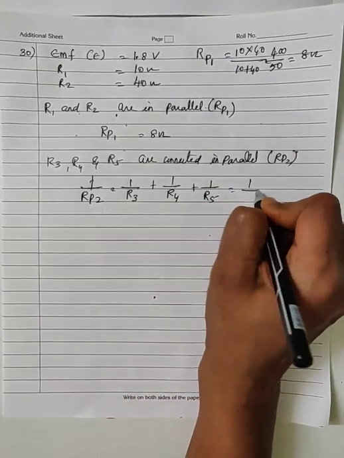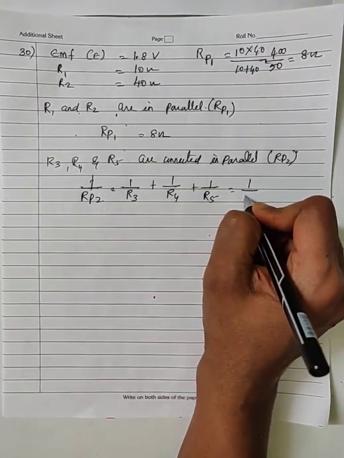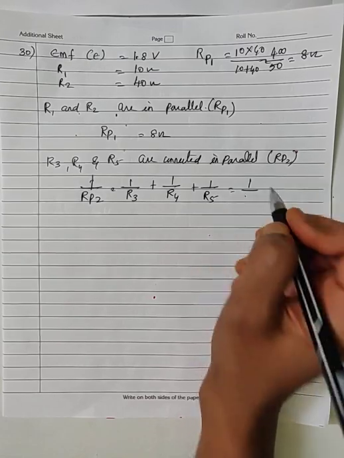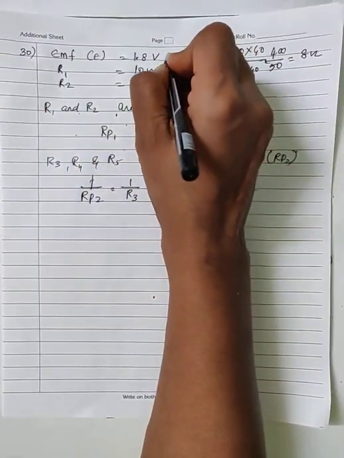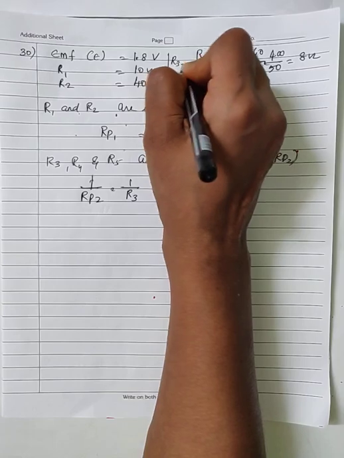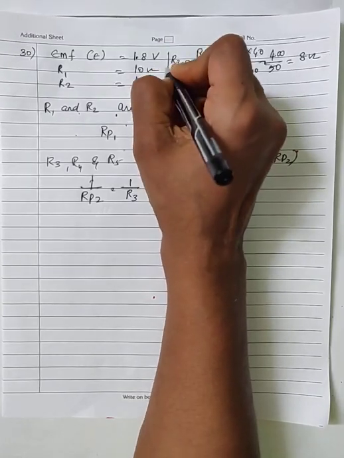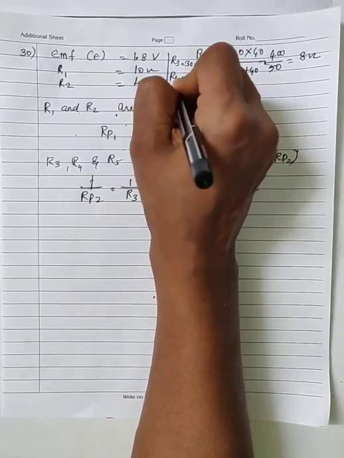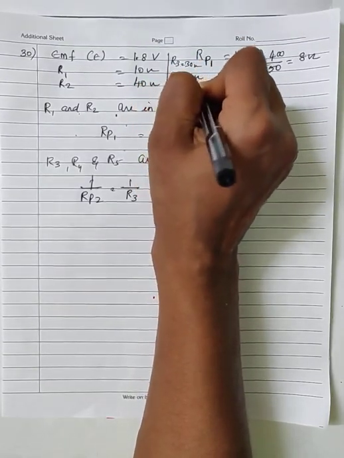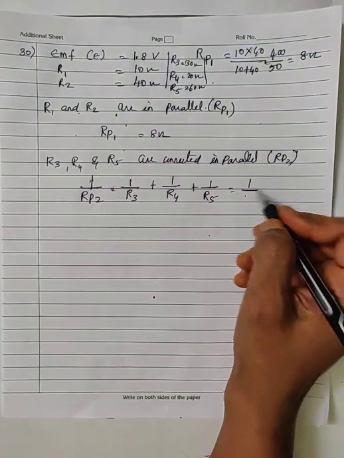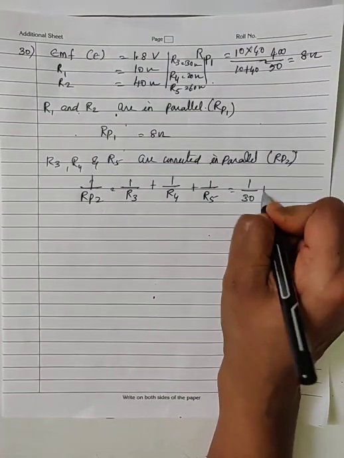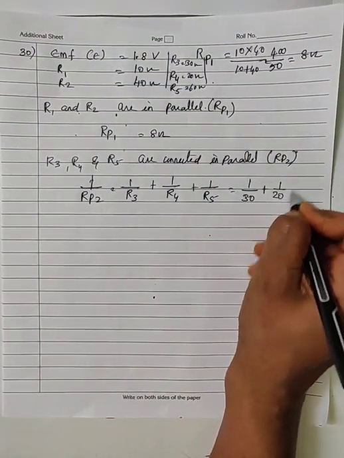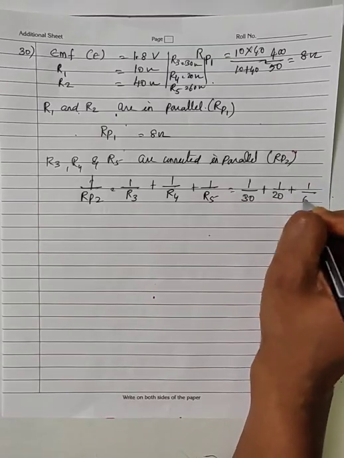1 by R3, where R3 is the value of the resistor, is given as 30 ohm. R3 is equal to 30 ohm. R4 is given as 20 ohm and R5 is given as 60 ohm. Okay, now substitute. R3 is 1 by 30, R4 is 20 and R5 is given as 60.